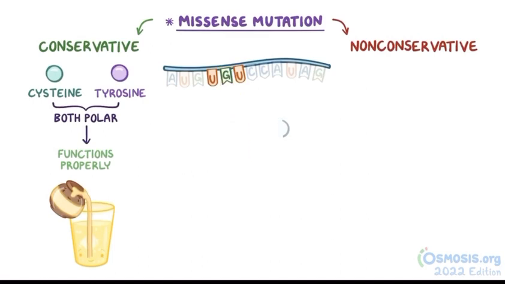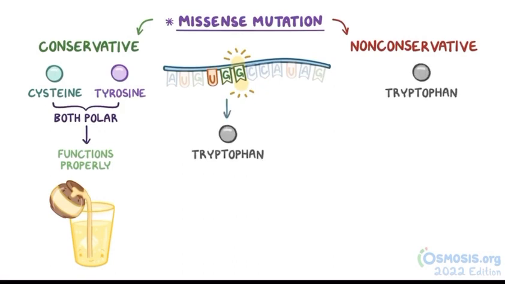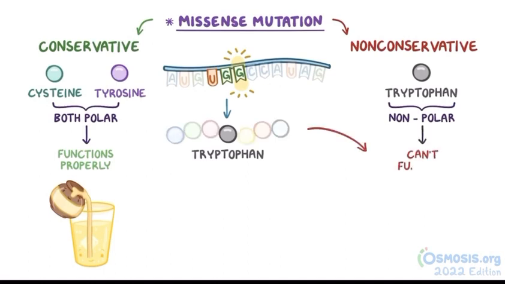But now let's say that in the UGU codon, there was a point mutation in the last U for a G. That results in the codon UGG, which codes for the amino acid tryptophan, a nonpolar amino acid. The resulting protein cannot function properly, kind of like trying to sweeten lemonade with salt. Not going to work.